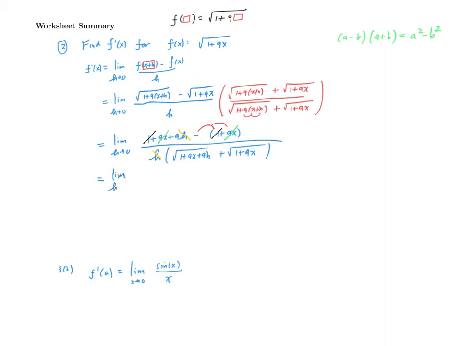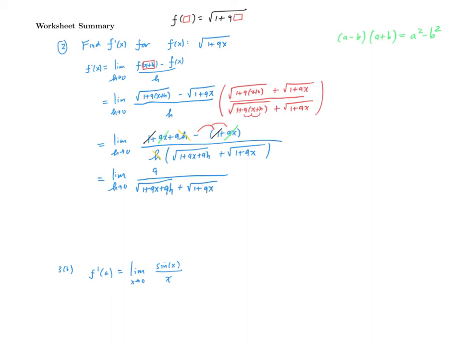Right, you have the limit as h approaches 0. In the top you have 9. And in the bottom you have the square root of 1 plus 9x plus 9h plus the square root of 1 plus 9x. And we are now to that point where it makes sense, at least algebraically, to substitute in h equals 0.